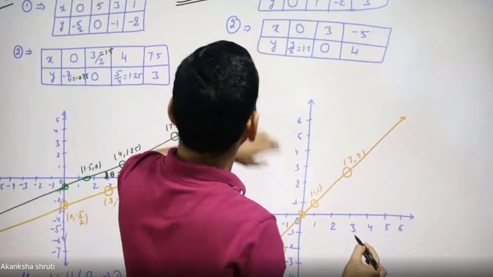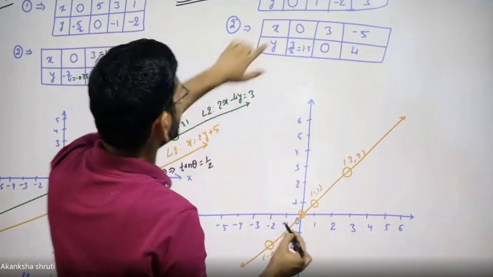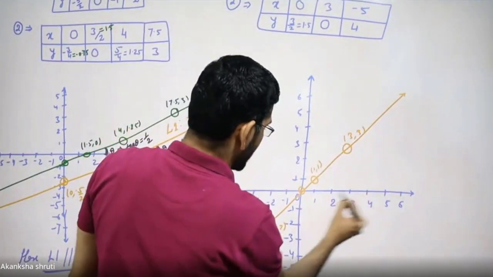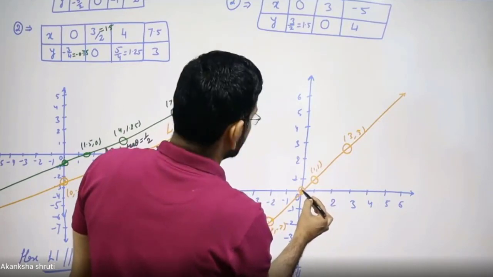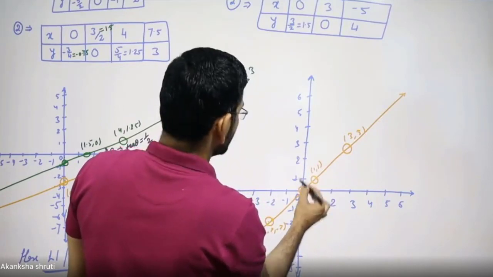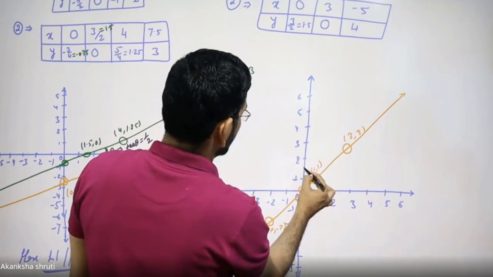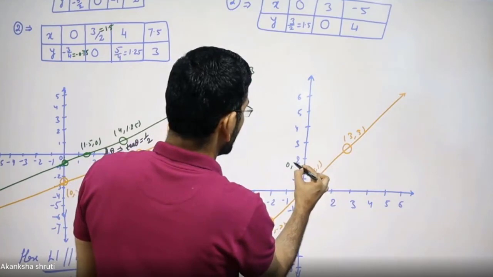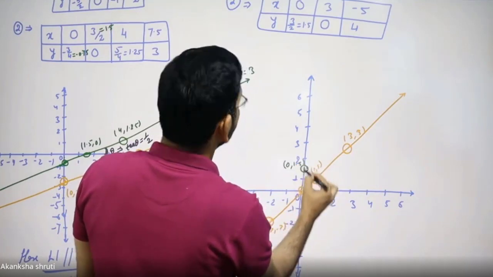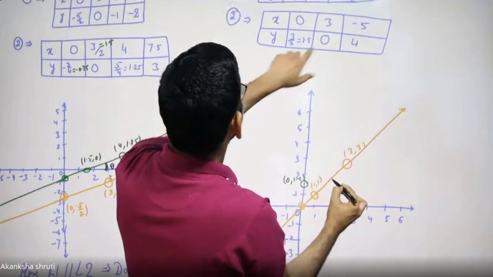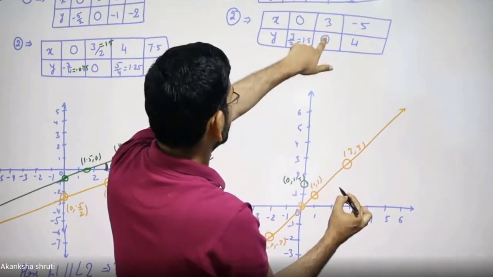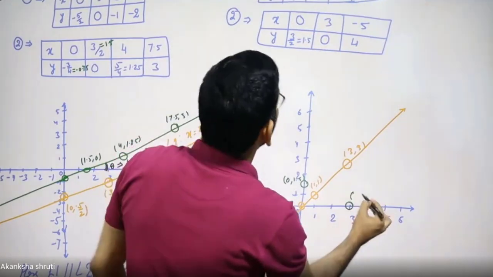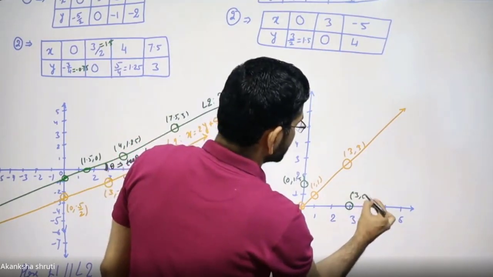Now let us plot the second. For this second, x is 0, y is 1.5. On the same paper, x value is 0, means on the y-axis, y value is 1.5. So it is somewhere here. So it is (0, 1.5). Now the next, y is 0, x is 3. Means on the x-axis, x is 3, y is 0. Plot this point, (3, 0).